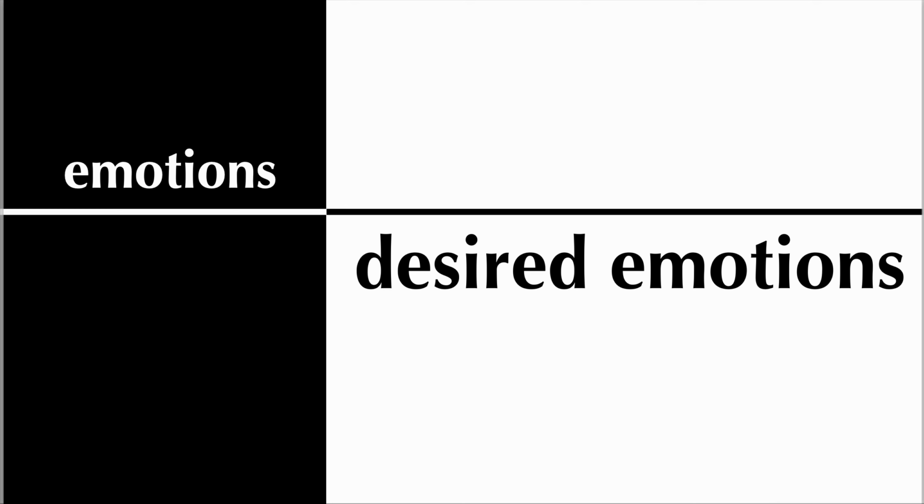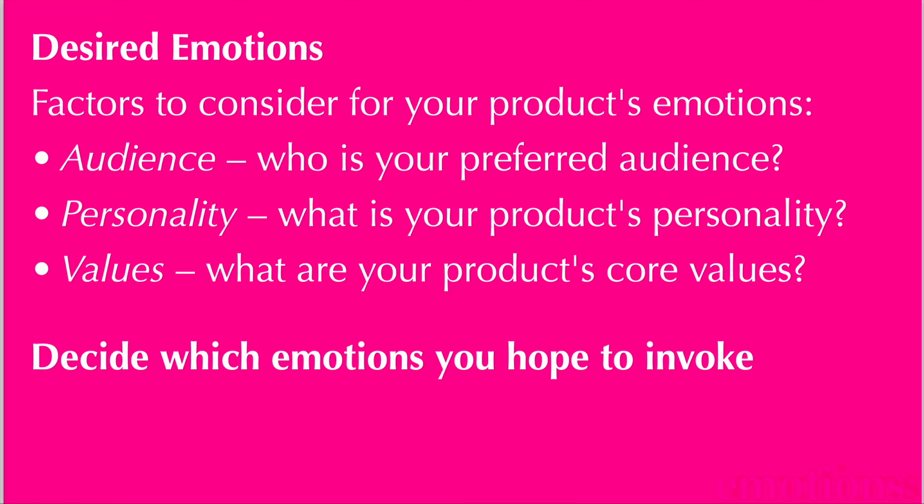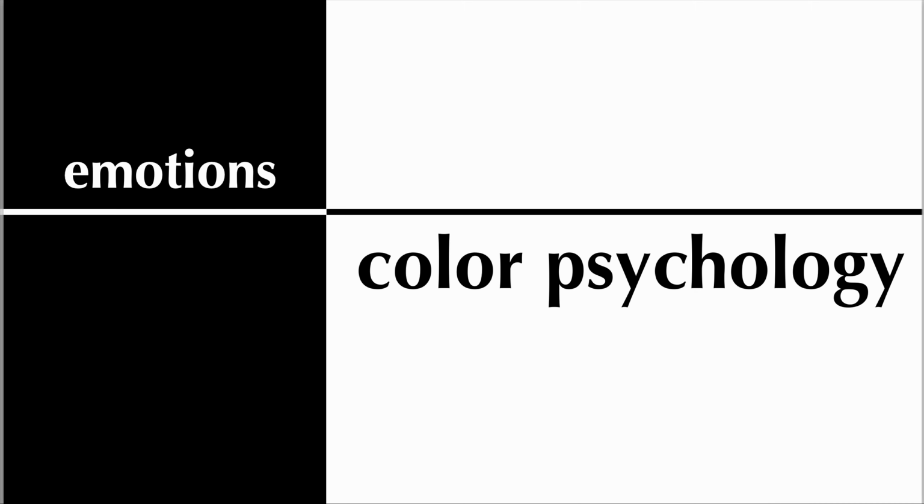First off, let's start with the desired emotions you want to achieve. These are some factors you might want to consider for your product's emotions. The audience. Who is your preferred audience? You want to make sure that you specify who they are. Personality. What is your product's personality? And values. What are your product's core values? You want to consider all of those things in terms of the emotions that you want to invoke. You want to make sure that your audience, your personality, and values are all congruent, and that your efforts to design meet all of those factors.